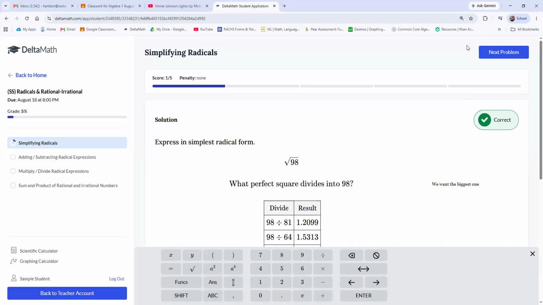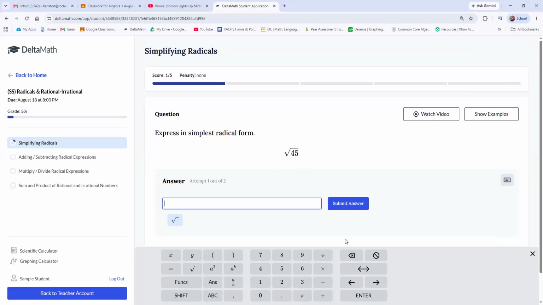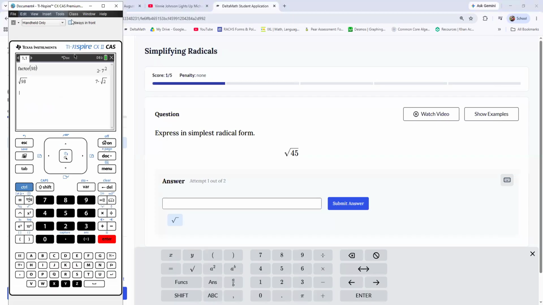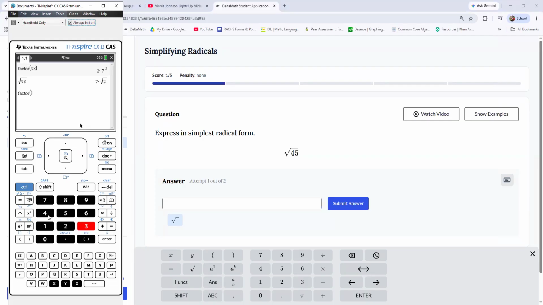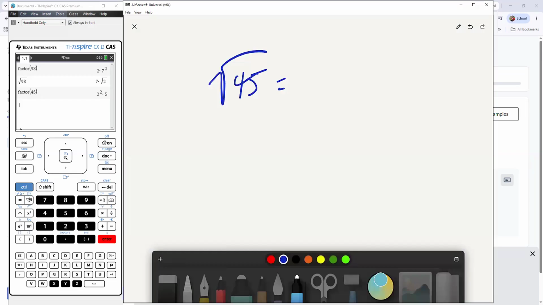I'm going to do it the old way again, and then I'm going to do it using the CAS version. So this is the square root of 45. So we would grab the calculator. We would go menu 23. That gives you the factors. This will give us the prime factors. So it's 3 squared times 5. So if I go to my iPad, let me clear this off real quick. It's 45. So what I'm going to have here is 3 times 3 times 5.